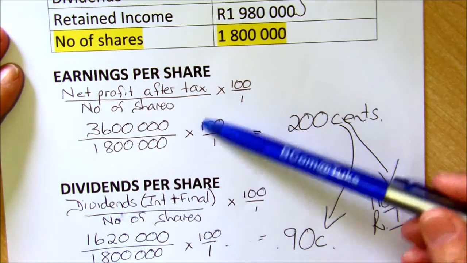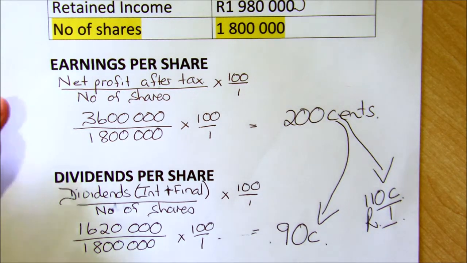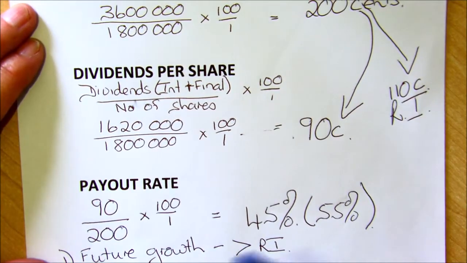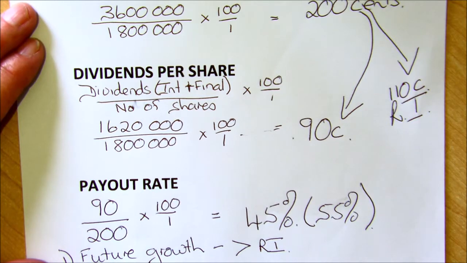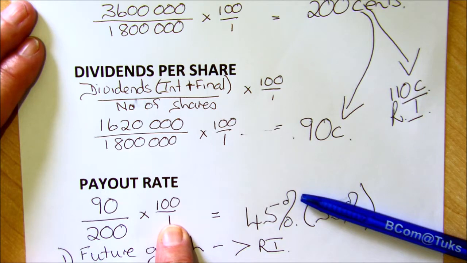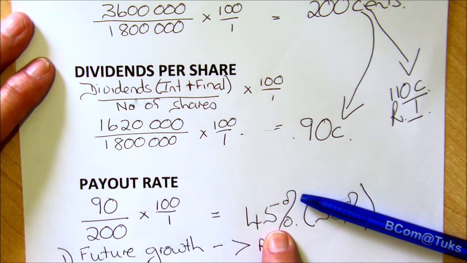Now, while those two calculations, the earnings and dividends, are important to be able to calculate and to comment on, it's not enough on its own. You need to take it one step further, and that is to work out what we call the payout rate. How much of the earnings are you paying out? So, if we're paying out 90 cents out of the 200 cents that we earned, I'm going to times by 100 this time because I want a percentage. Remember, whenever we've done ratios, we've always converted back to a percentage, because then you can compare from year to year or from one business to another business. So that will mean that 45% of what they've earned has been paid out. The other will be retained.